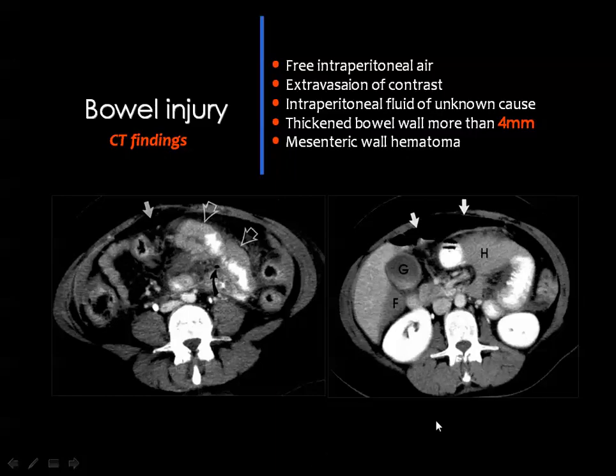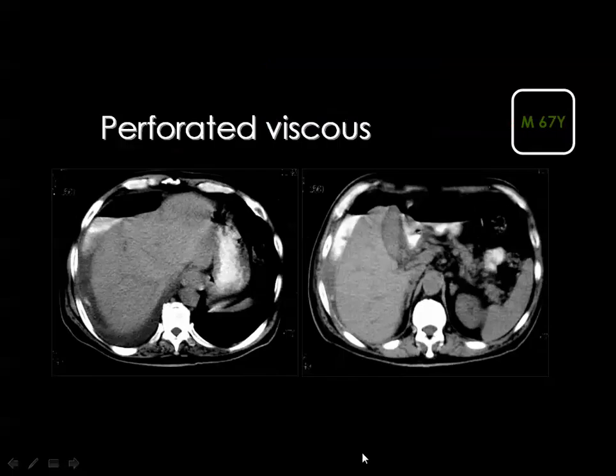And finally, the bowel injury. You can see free intraperitoneal air if the bowel is injured or perforated, extravasation of contrast media, intraperitoneal fluid of unknown cause, thickened bowel loop more than 3 mm in diameter, and mesenteric wall hematoma.